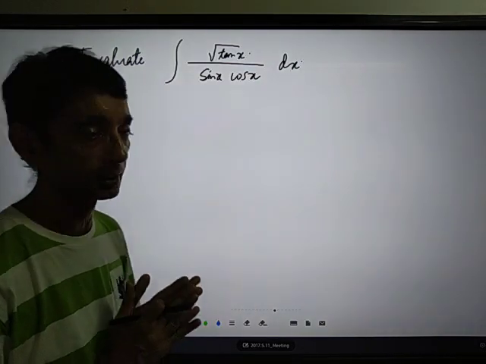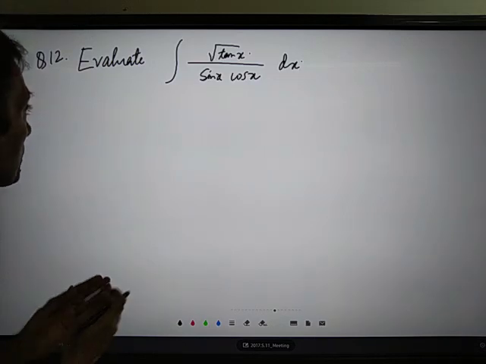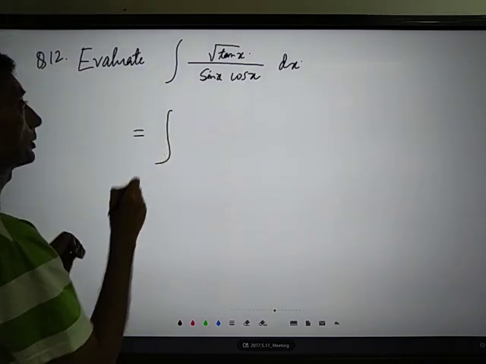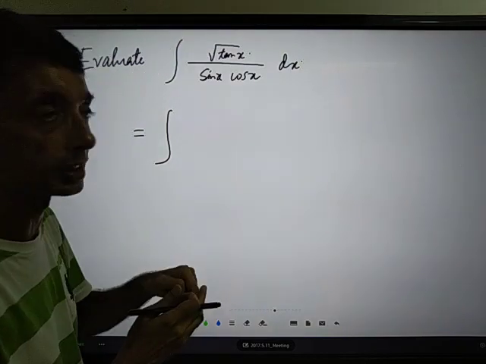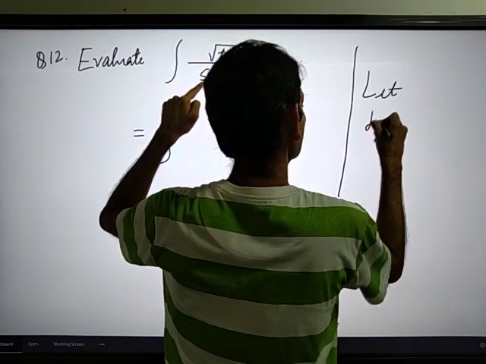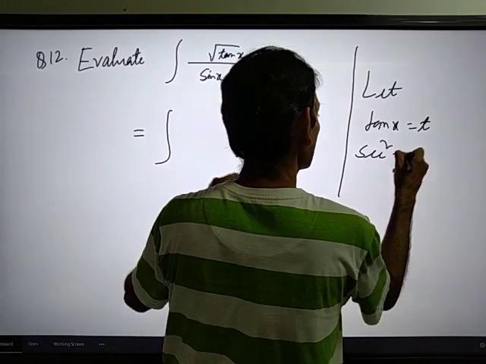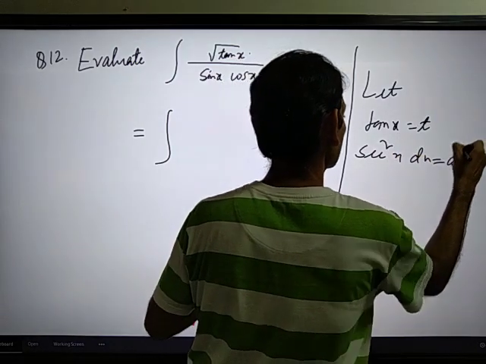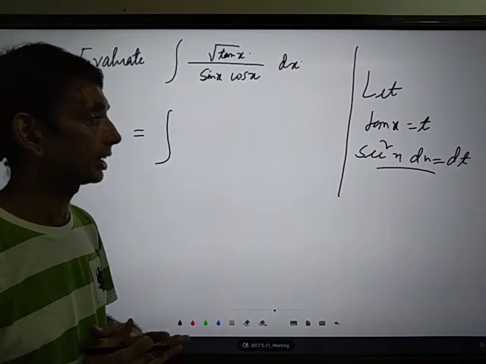Okay, this is a question from the NCERT. So how to solve this question? To solve these questions, just see that if we substitute tan x equal to t, then this gives us sec square x dx equal to dt, right? If we just see these steps, tan x equal to t, sec square x dx equal to dt.